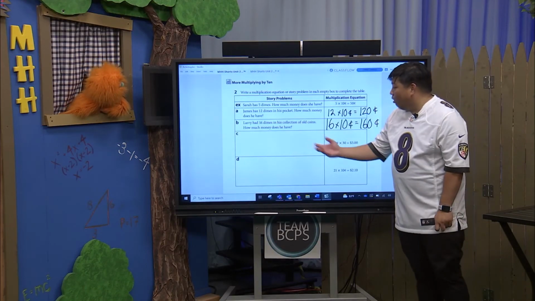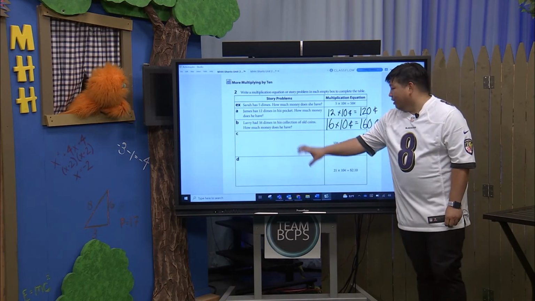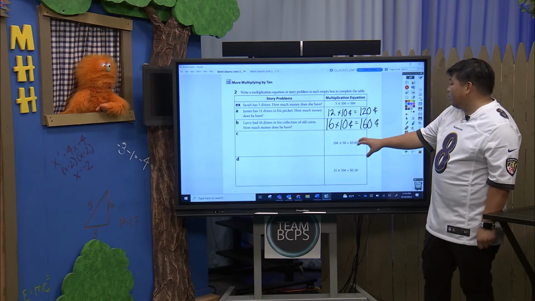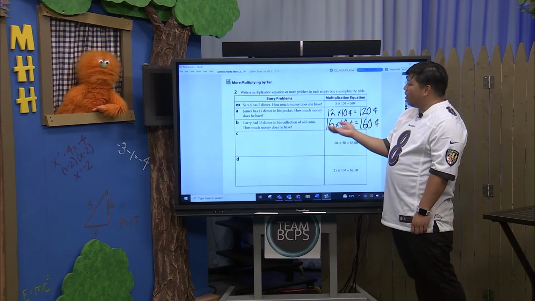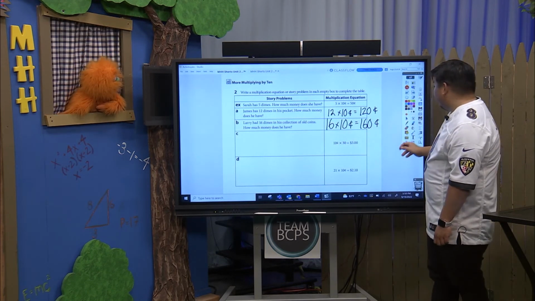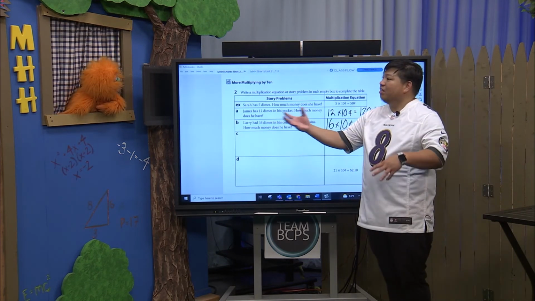So let's come up with our own story problems now, because we don't have one here, but we do have the multiplication equation. 10 cents times 30 equals $3 or 300 cents. So what kind of equation or story problem can you come up with? We don't have to write it down, but let's give a couple examples.